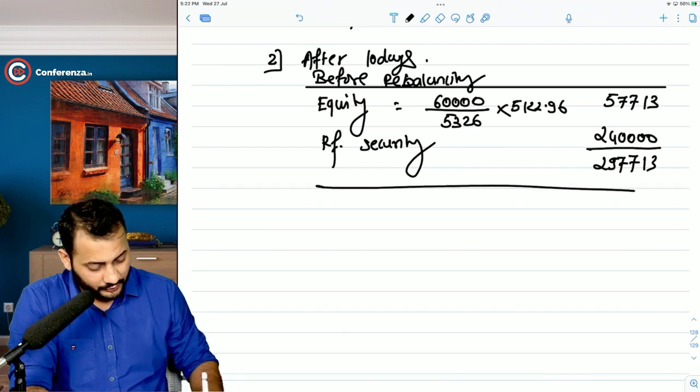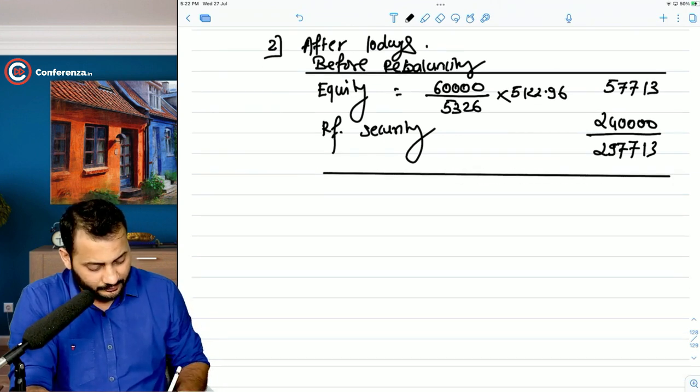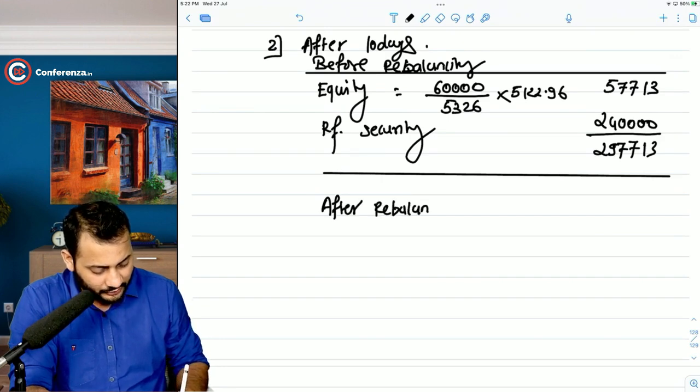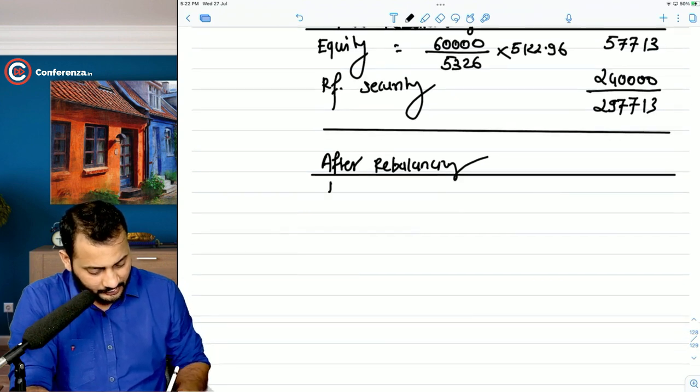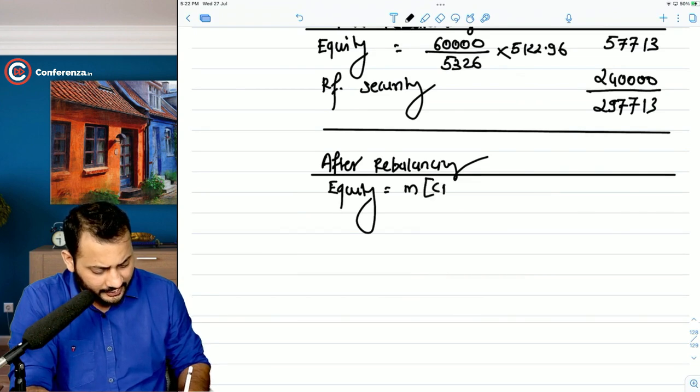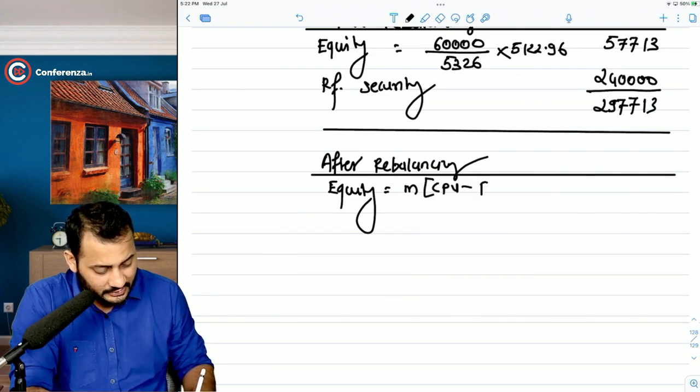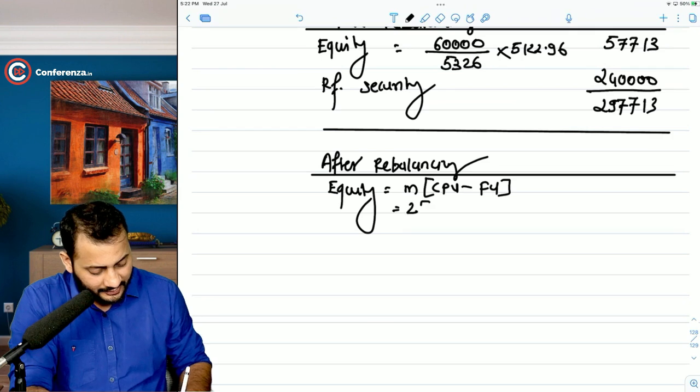Now what we are going to do? We are going to rebalance the portfolio, and the portfolio after rebalancing should look like this. See, what should be the equity component? It's simple, sir. Multiplier in bracket current portfolio value minus floor value. The multiplier is 2, the current portfolio value is 2,97,713 and the floor value is 2,70,000. Do you agree with this?